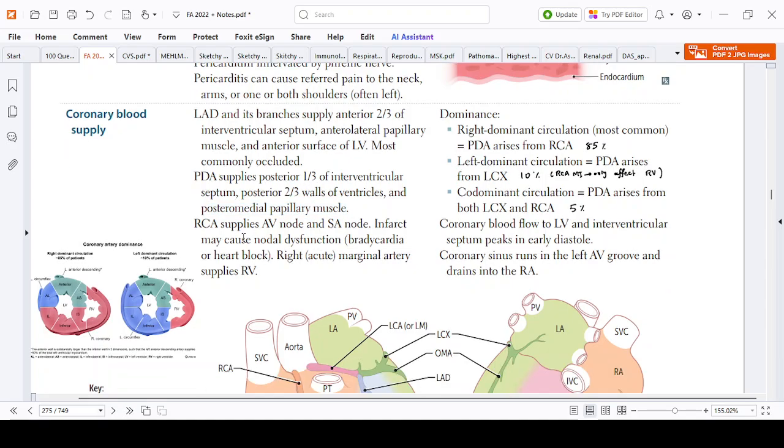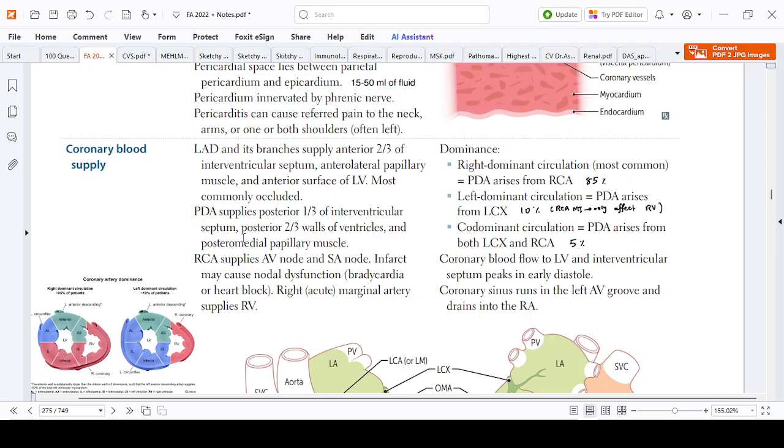RCA supplies the AV node, the SA node, and in fact may cause nodal dysfunction. Let's say we occlude the RCA, which is supplying the AV node and the SA node, then it will lead to a rhythm or rate problem of the heart. So the person becomes bradycardic or goes into a heart block.